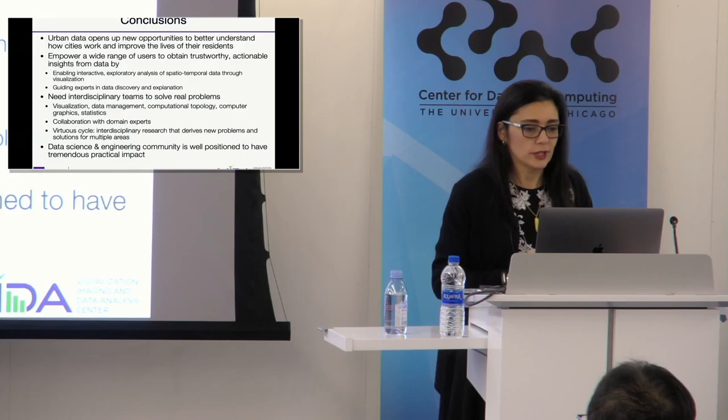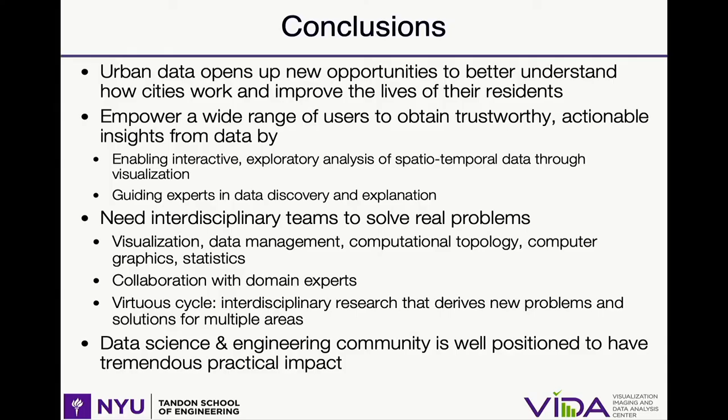Okay, so to conclude, I really believe that urban data, the data itself and the requirements around them, open up many new opportunities that can help us not only understand cities, but also perform actions and interventions that can actually improve cities and the lives of their residents. But to do that, we really need to make sure that the domain experts, the real stakeholders, policymakers, social scientists, and residents are actually able to obtain insights that are actionable and trustworthy, right? And I mentioned to you a few projects that we've been working on that aim to attain this goal.